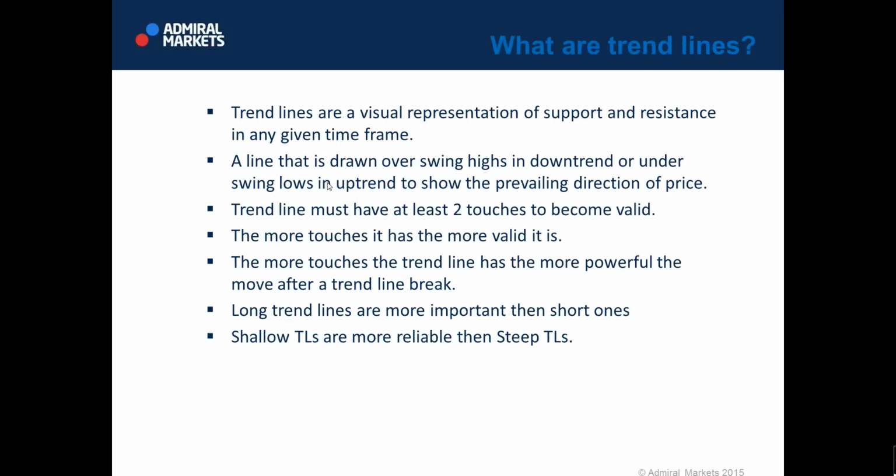Now, first of all, we need to do a bit of a reminder about trend lines. It will be quick, then we will move to Tom DeMark trend lines. So, trend lines are a visual representation of support and resistance in any given time frame. That is the classic definition of a trend line, and that is definitely true. It is a line that is usually drawn over swing highs in a downtrend or under swing lows in an uptrend to show you the prevailing direction of the price.